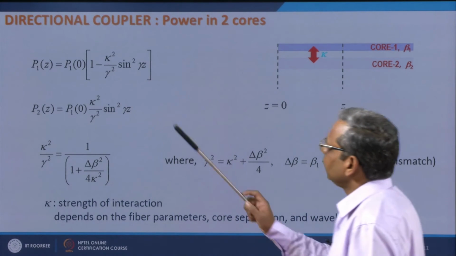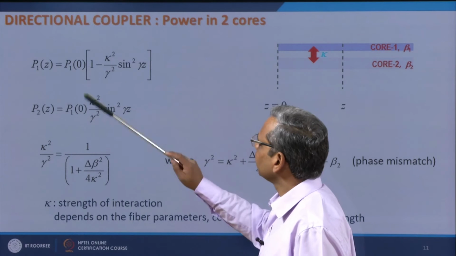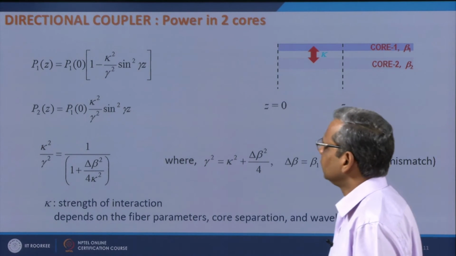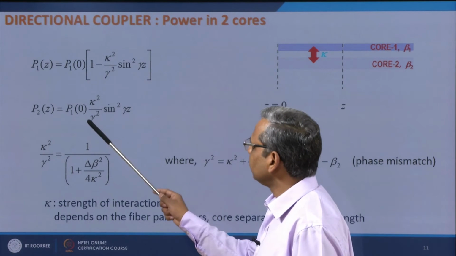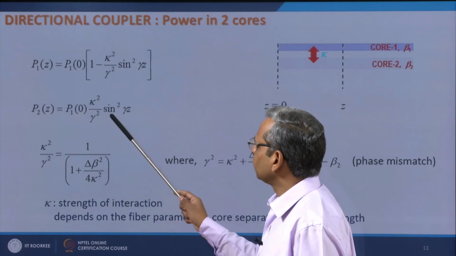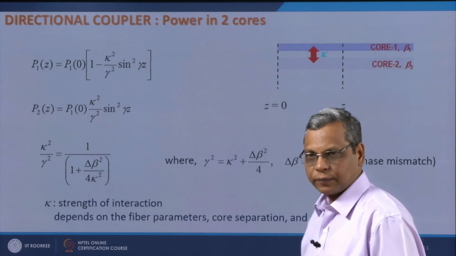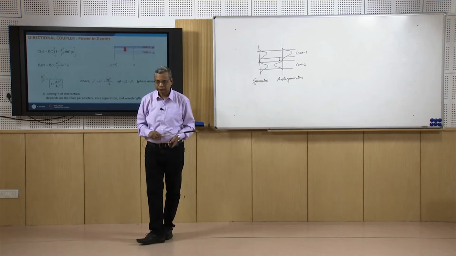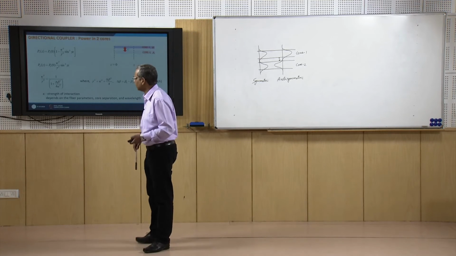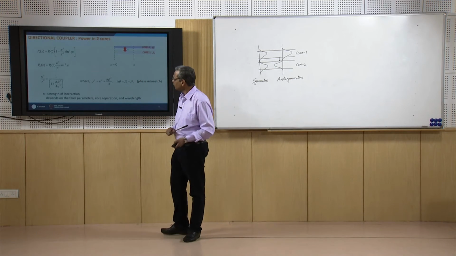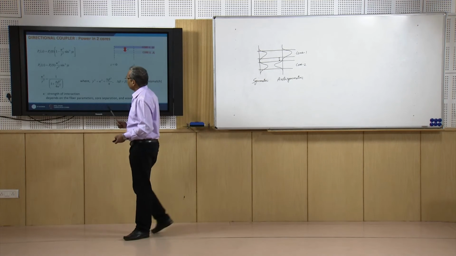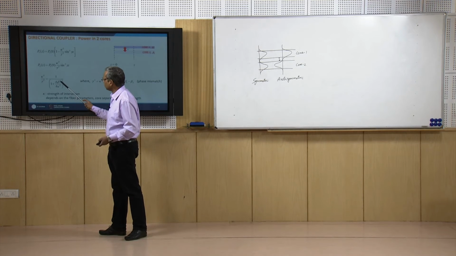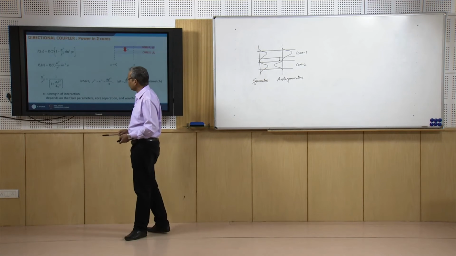So, we have P1(z) equal to P1(0) times 1 minus kappa square over gamma square sine square gamma z, and P2(z) is P1(0) kappa square over gamma square sine square gamma z. This can be obtained by using what is known as coupled mode theory. We are not going into the details of that here in this course. What is kappa and gamma? Well, kappa square over gamma square is given by 1 over 1 plus delta beta square over 4 kappa square.